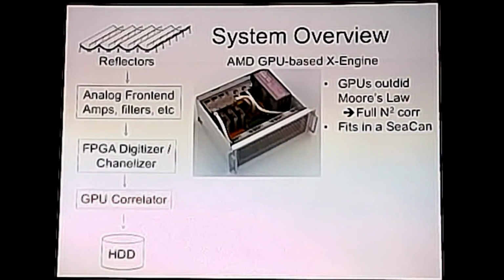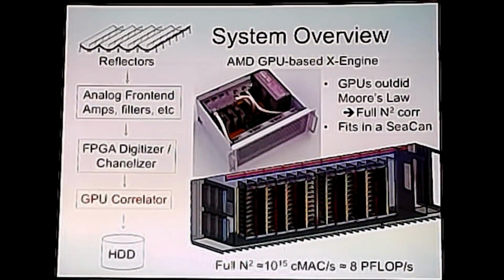Which means that by the time we actually were able to build this, we could afford to do the full old school pairwise correlation, which was never something that was even considered and got the first round of proposals rejected because someone suggested it. These things we stuff into a shipping container, hundreds and hundreds and hundreds of them, to get something on the order of a 10 petaflop machine.